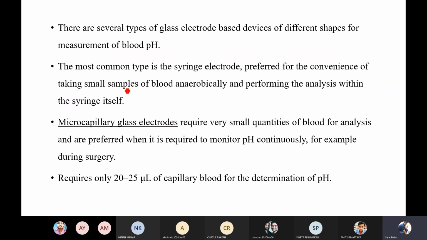If you see glass electrode based devices, they may be present in different shapes for measuring the blood pH. It will not be a single shape. I will discuss one shape with you, but there may be different shapes for measuring the blood pH. The most common type is the syringe electrode. The syringe type of electrode is most preferred.